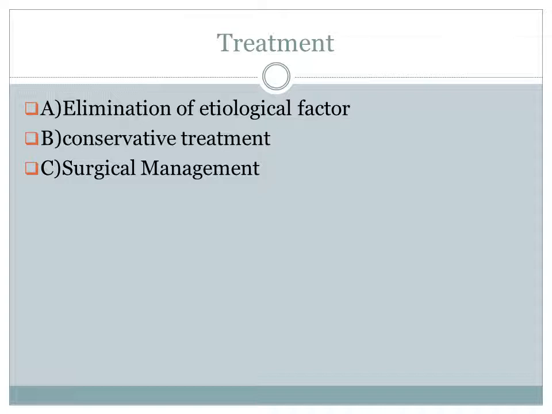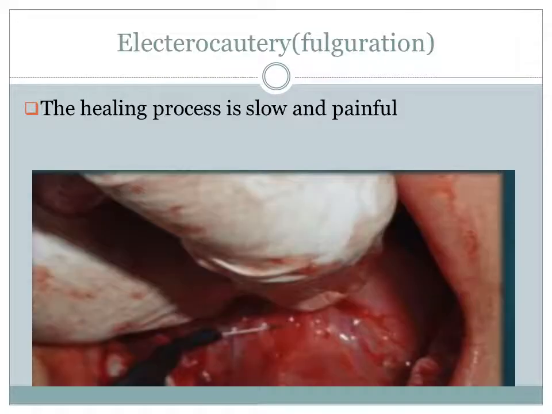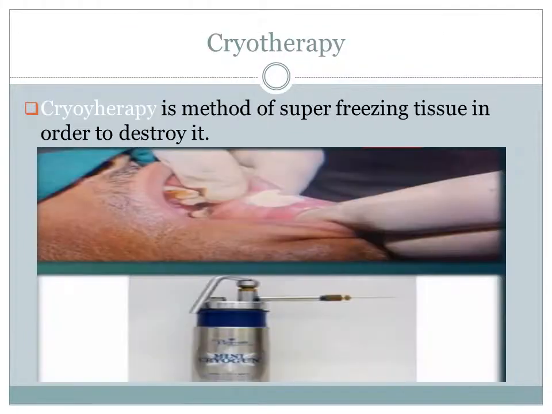Treatment: A, elimination of etiological factors. B, conservative treatment. C, surgical management. Surgical management involves scalpel excision, which means the whole patch can be taken in one piece, as we see in this picture. Electrocautery: the healing process is slow and painful. Another method, cryotherapy, is a method of super-freezing tissue in order to destroy it.